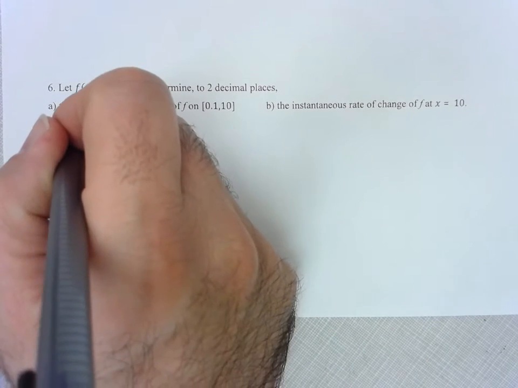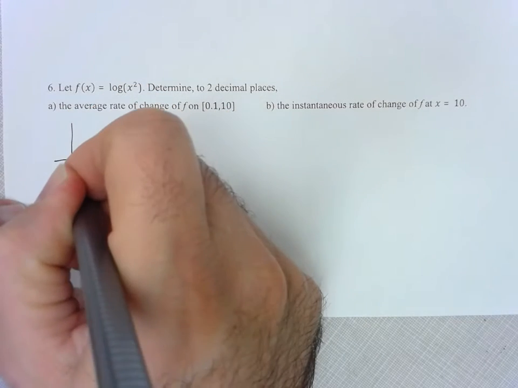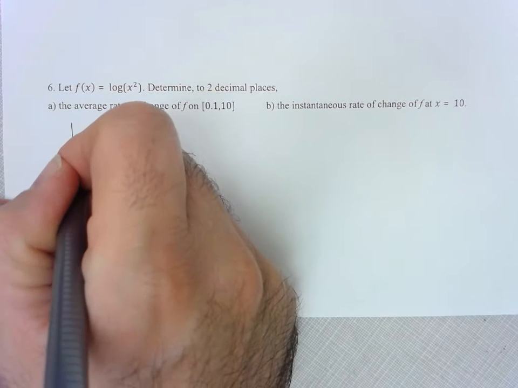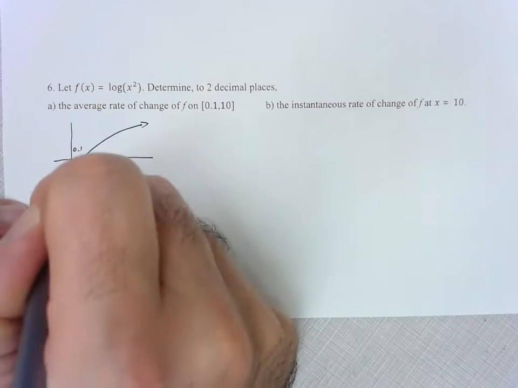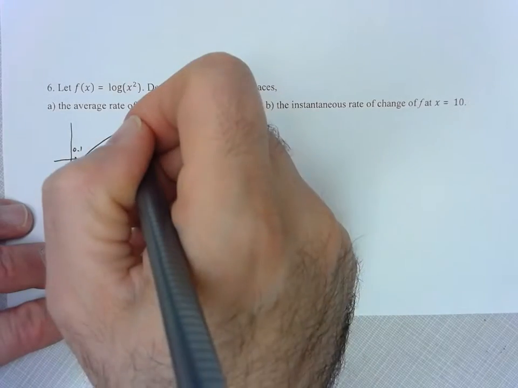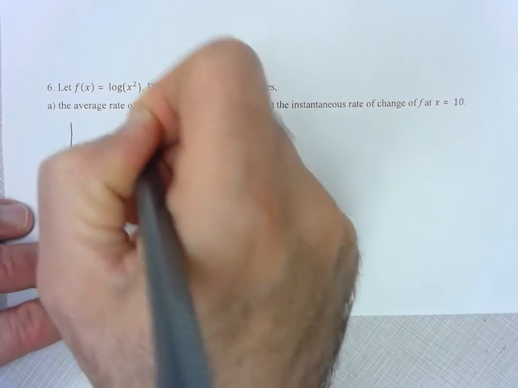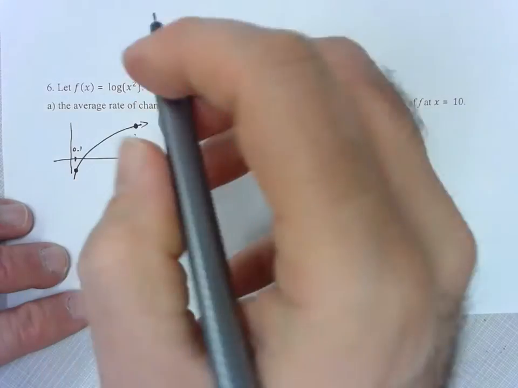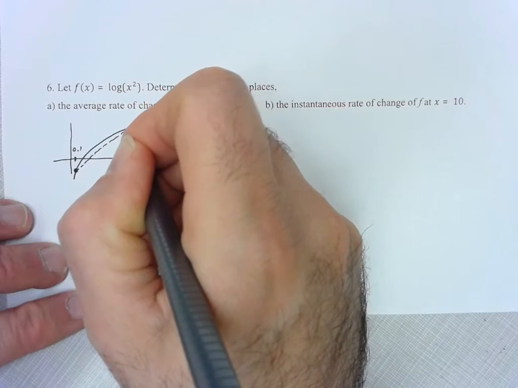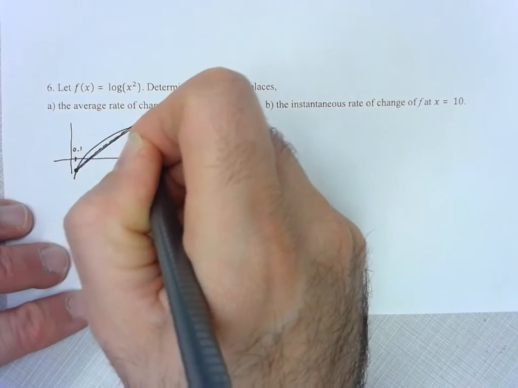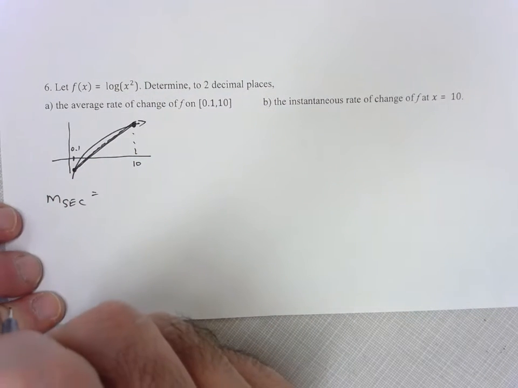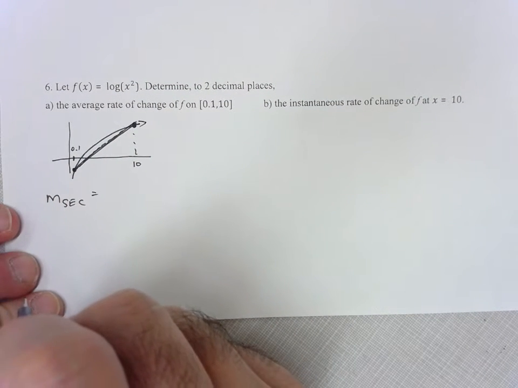Essentially, if we think of it, this function probably looks something like this. Here you've got 0.1 as your starting value. So you're going from this point to, say, this is 10, and there's your ending point. And what you're asked to find is the slope of this line joining those 2 points. In other words, you're finding the slope of a secant line. That's what the average rate of change is represented by.